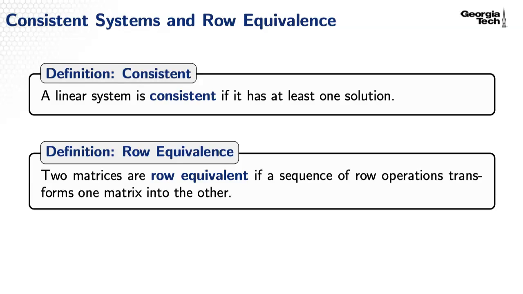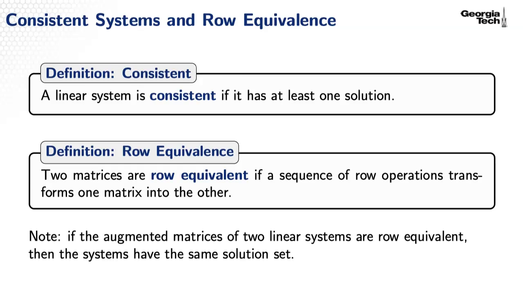Two matrices are row equivalent if there is a sequence of row operations that transforms one matrix into the other. Going back to the augmented matrix representation, if two augmented matrices corresponding to linear systems are row equivalent, then there's a sequence of row operations that take one to the other, and the systems will have the same solution set.